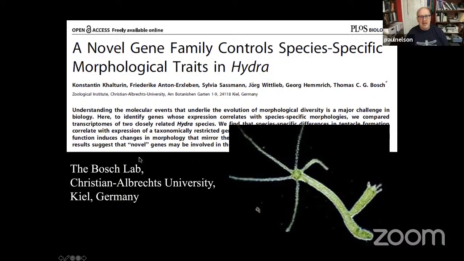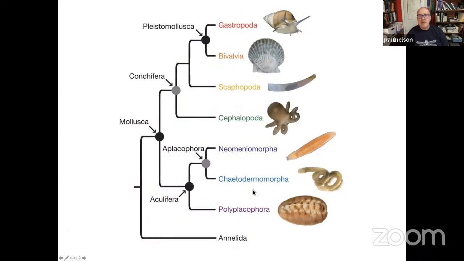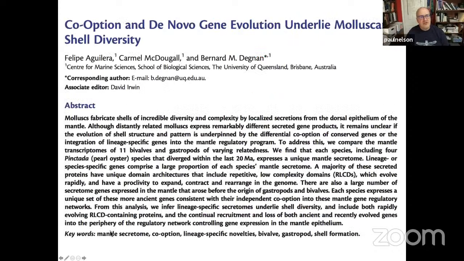So this lab in Germany has taken animal orphans very seriously. They had a beautiful paper looking at the anatomy of Hydra, which is apparently specified by a novel species-specific protein family found only in Hydra. This is a standard phylogeny for the phylum Mollusca, showing the major groups here with a common ancestor at this node. One would expect, if this geometry were the case, that the genes and proteins involved in the mantle tissue that gives rise to the calcareous structures present in these different groups would be homologous because they all inherited it from their common ancestor back here. In fact, this group in Australia found that these groups are building their mantles and their calcareous hard parts using species-specific secretomes, lineage-specific.